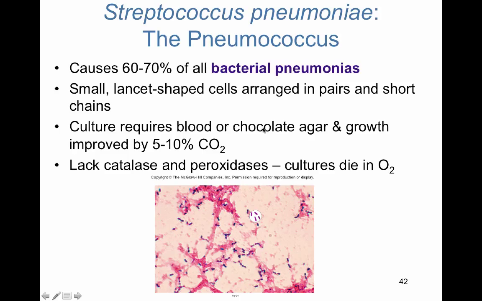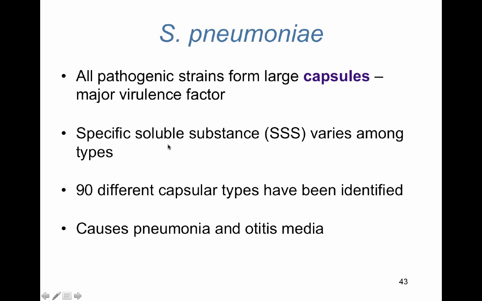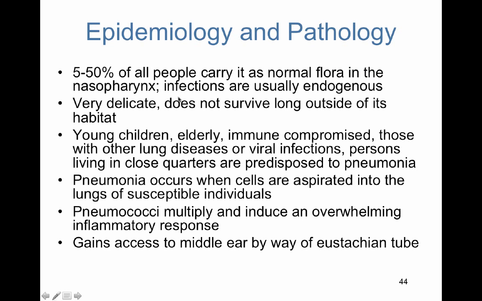So it requires blood or chocolate agar, and the growth seems to be improved by increasing the amount of carbon dioxide. Now, the thing to remember about Strep pneumoniae is that it has a large capsule. This is the major virulence factor. There are 90 different capsular types that have been identified, and again, it causes pneumonia and also ear infections. 5 to 50% of all people carry it as normal flora in the nasopharynx.